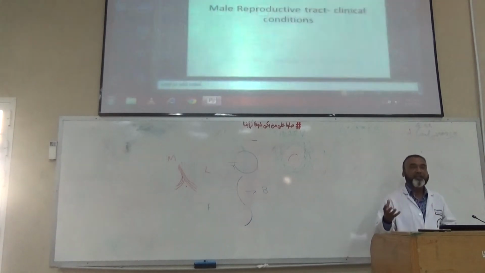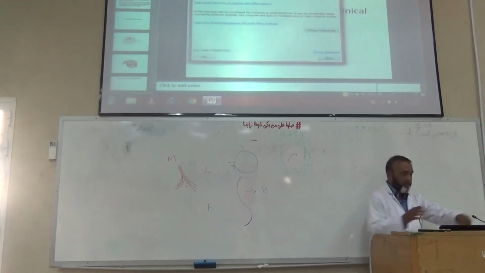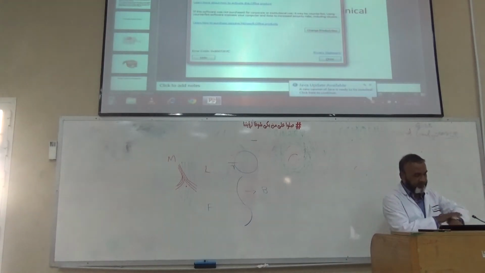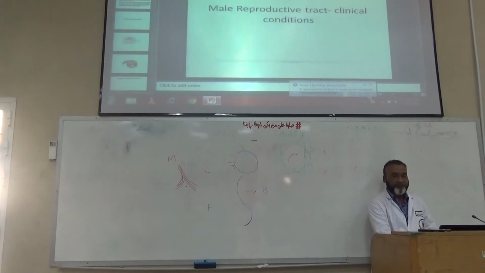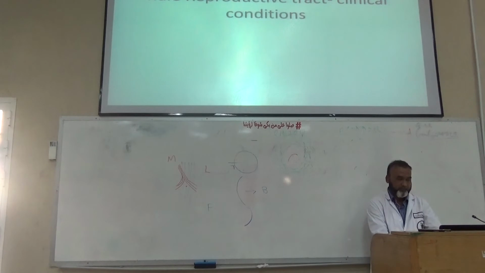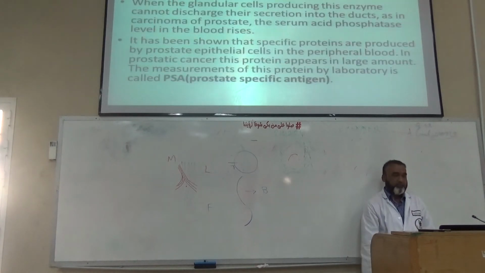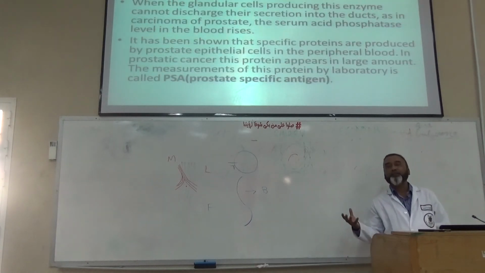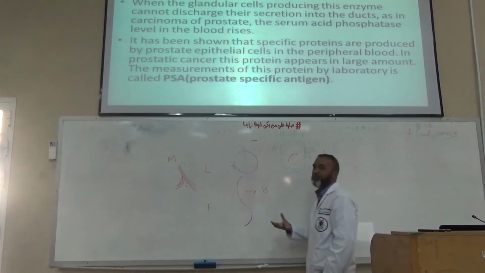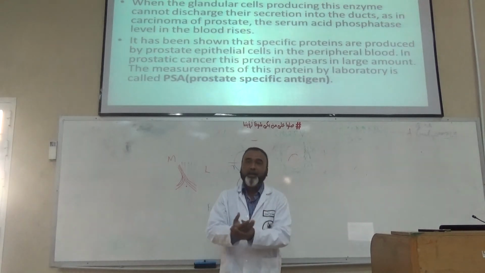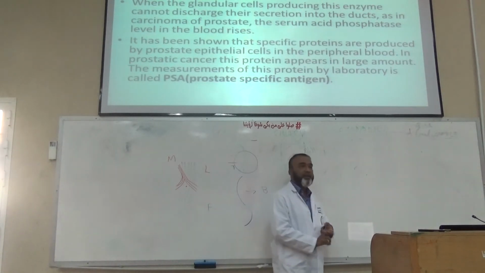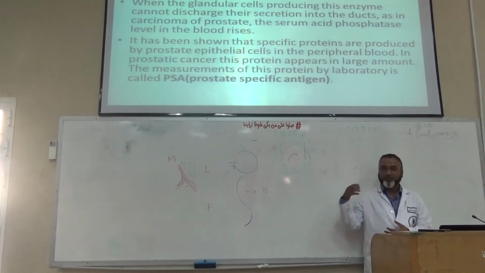We have done the prostate gland in the last lecture, and we have time. If you remember, the prostate gland produces secretions which are added to the urethra along with the seminal fluid when the ejaculation process is going on.